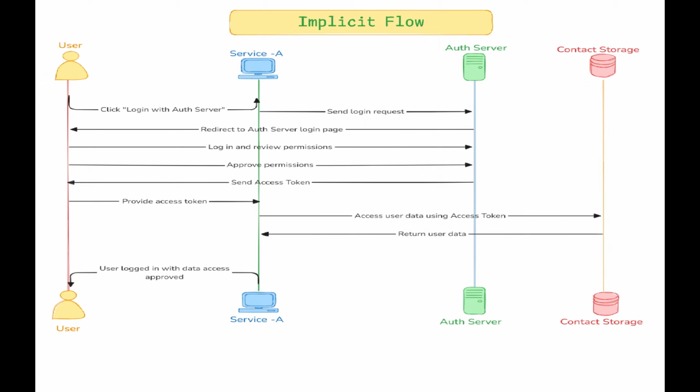At first, the client, which is your application, sends the user to the authorization server. It can be Google, Facebook, or any other provider. Then the user logs in and gives permission to the application. Now here the flow becomes different from authorization code flow. In implicit flow, instead of getting an authorization code first, the client skips this step and gets the access token directly in the URL. Now the app can use this access token to access the user data from the resource server. The main point here is that there is no code exchange. So you get the access token right away.